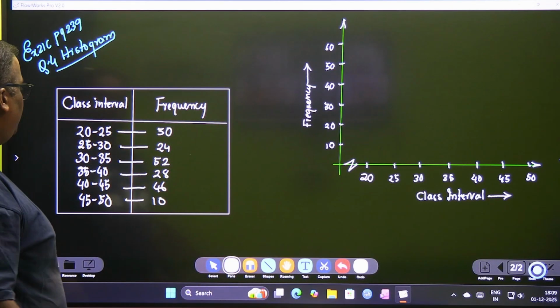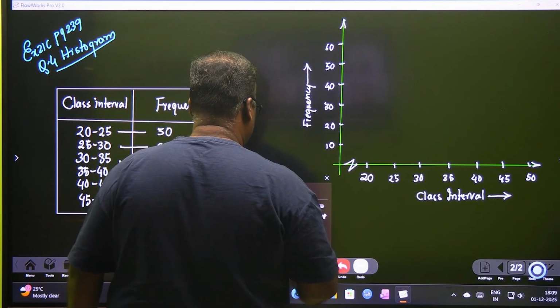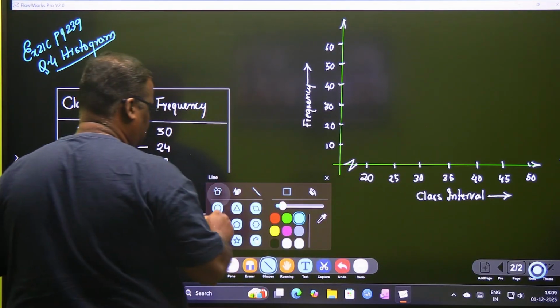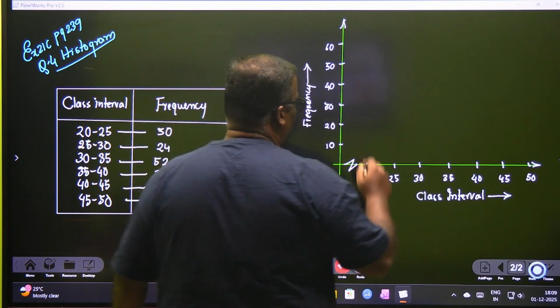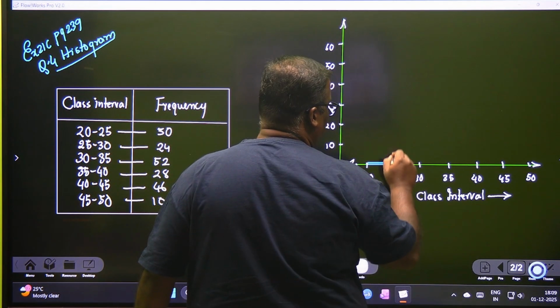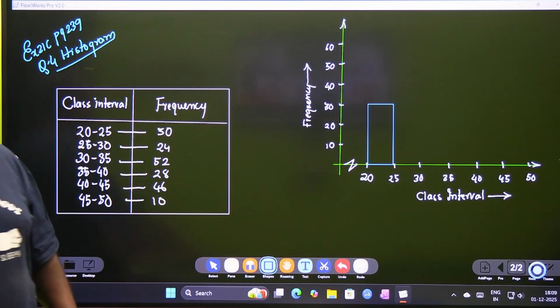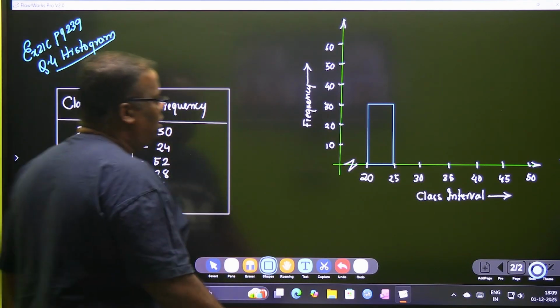20 to 25 is a 30. So how to do it? Start from here. 20 to 25 is a 30. So I straight away climb up till how much, beta? 30. Done. First tower done. Tower number 2 is how much, beta? 24. Now here you have to be very careful.